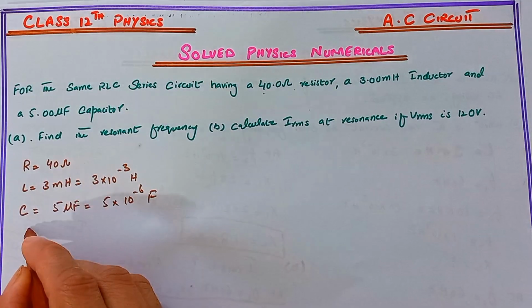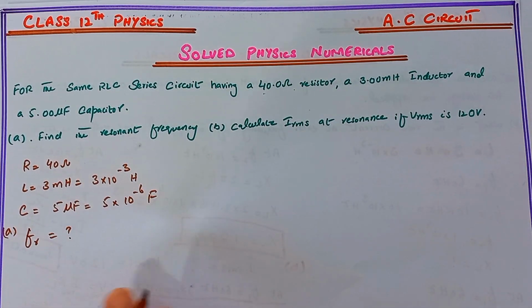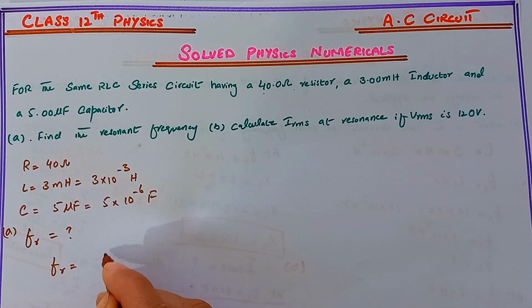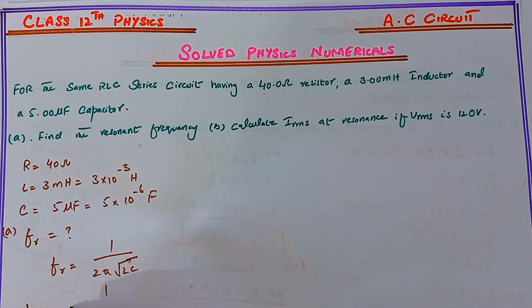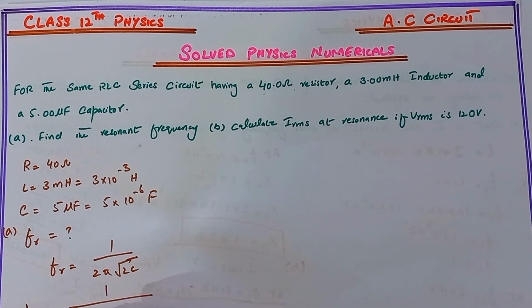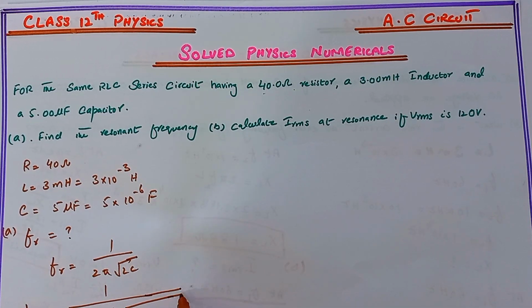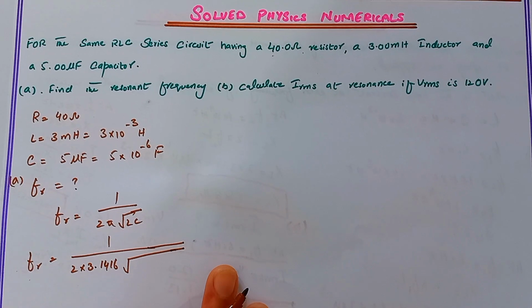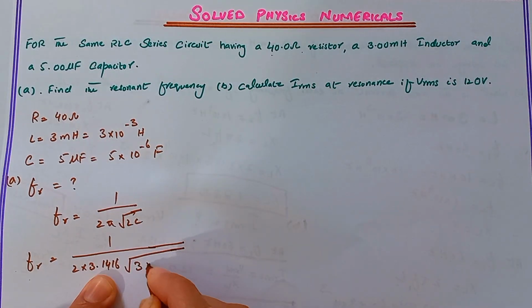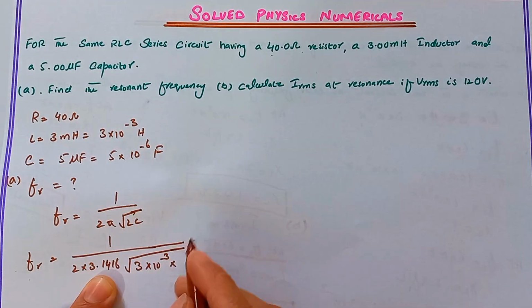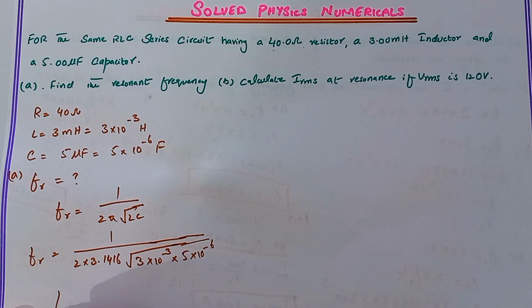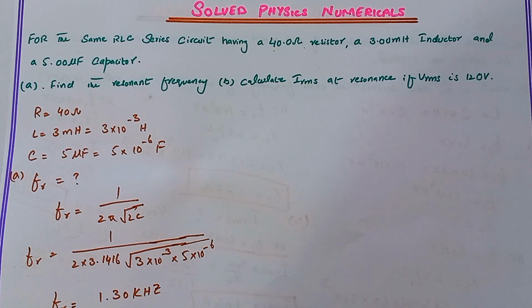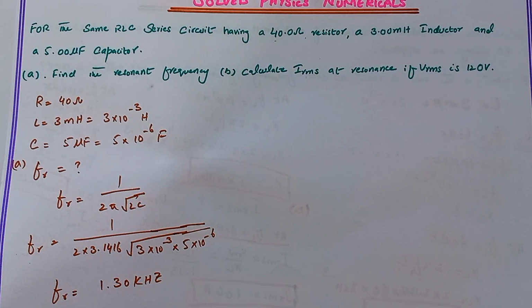So here we find the resonant frequency FR. Part A: we find the resonant frequency, and we know the formula of the resonant frequency, FR is equal to 1 over 2 pi under root LC. Here we know that the pi value is 3.1416. The value of the inductance L is given as 3 into 10 to the power minus 3, and C is given as 5 into 10 to the power minus 6 farad. So the resonant frequency is equal to 1.30 kilohertz. That is the resonant frequency.